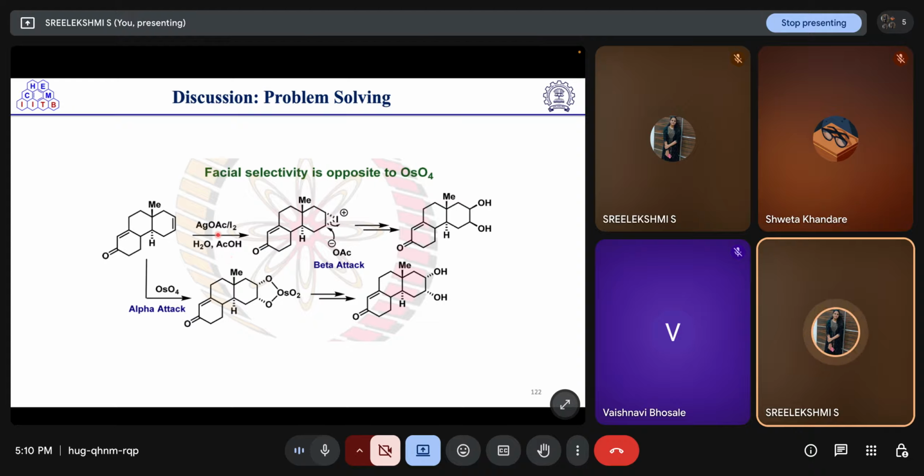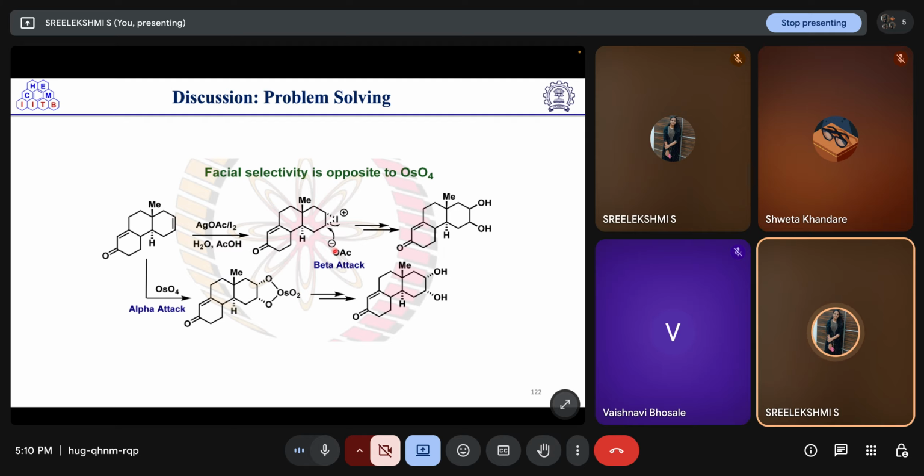So what will happen in the Woodward condition? Firstly, iodonium ion is forming. The iodonium ion will be forming from the opposite side of this methyl group. Due to steric hindrance, the iodonium ion formation will take place from the opposite side of this methyl group. Here methyl is above, so this alkene will attack the iodine from the below face. So iodonium ion will be forming on the below face.